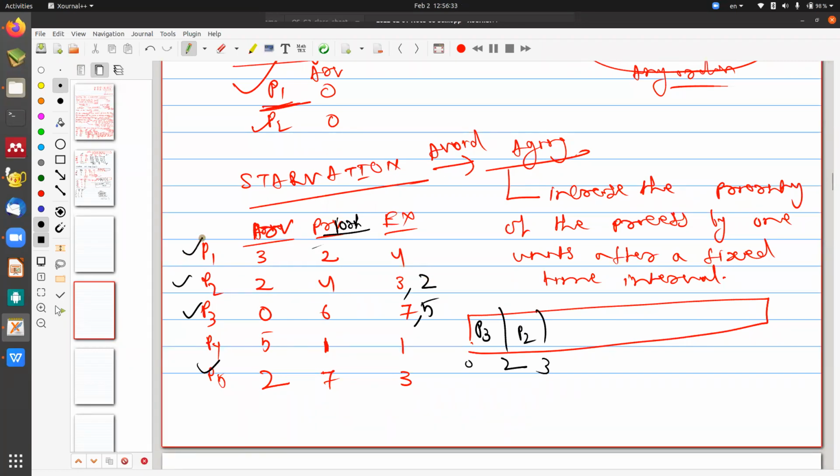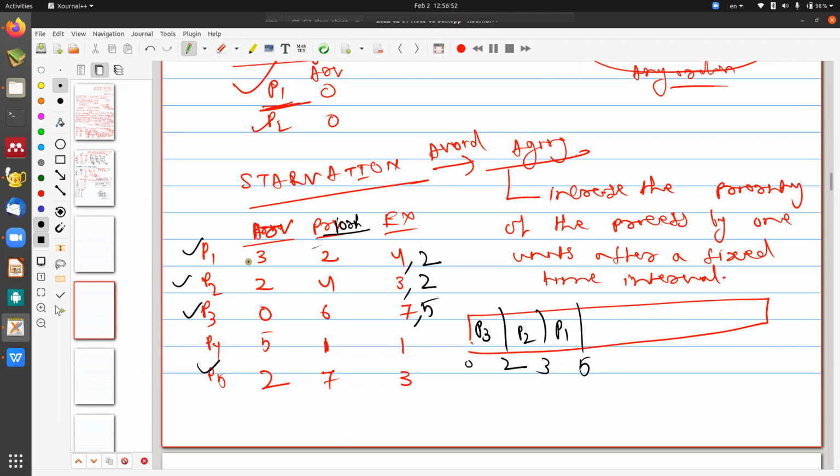After execution, he has arrived. He is higher than this P2, so again P1 will enter. P1 will be executed for a few units, meaning till the next arrival. The next arrival is at 5 o'clock, so no need to do anything. Up to 5 o'clock it has to be continued. So P1 executed for 2 units.